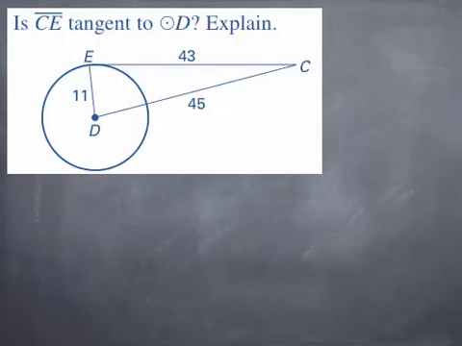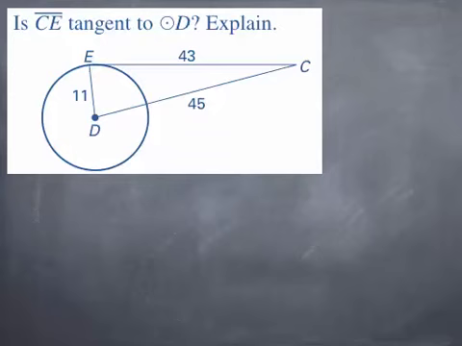If this segment CE is tangent to circle D, then we know that angle E should be a right angle. What we can do based on the information that they've given us is we can go ahead and see if triangle DEC created by the three segments is a right triangle. And if it is a right triangle, then angle E would be the right angle because it's opposite of my longest side.